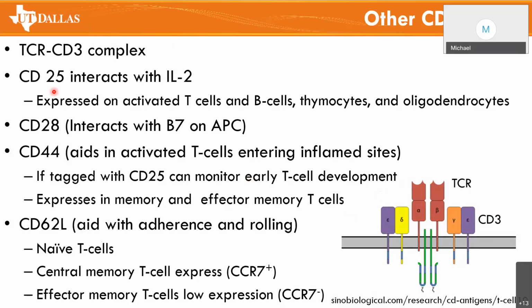You have other CD markers like CD25, which interacts with interleukin-2. You have CD28, which interacts with B7 on APCs. You have CD44, which is for activated T cells, and CD62L, which tends to be for naive and memory cells.